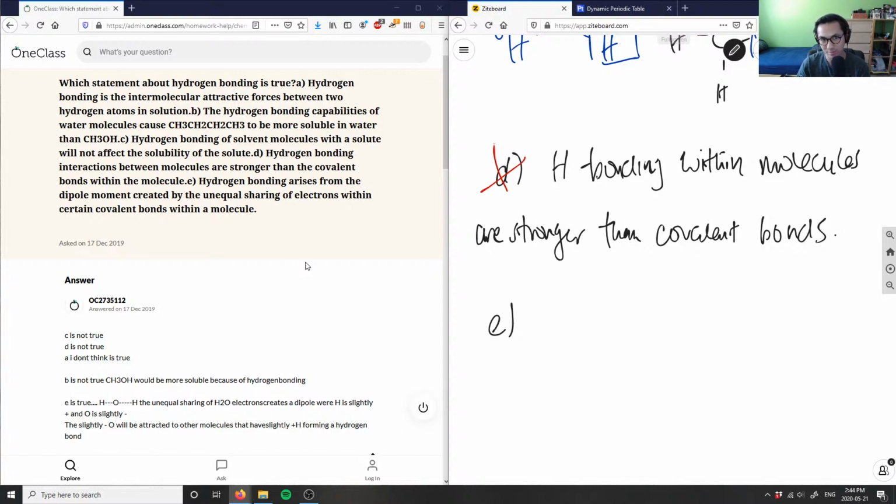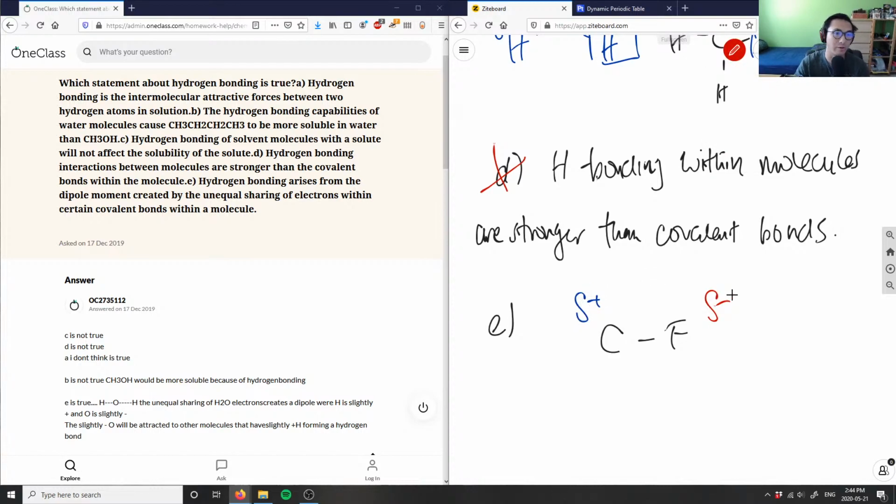specific as I want it to be, because what we're talking about here is hydrogen bonding arises from the dipole moment created by the unequal sharing of electrons within certain covalent bonds within a molecule. This can actually be with anything, right? If I had a C bond F here, this also has a dipole moment created by unequal sharing of electrons. But again, I don't have hydrogen here, so this can't be hydrogen bonding, right? This here is partial positive. This guy here is partial negative.